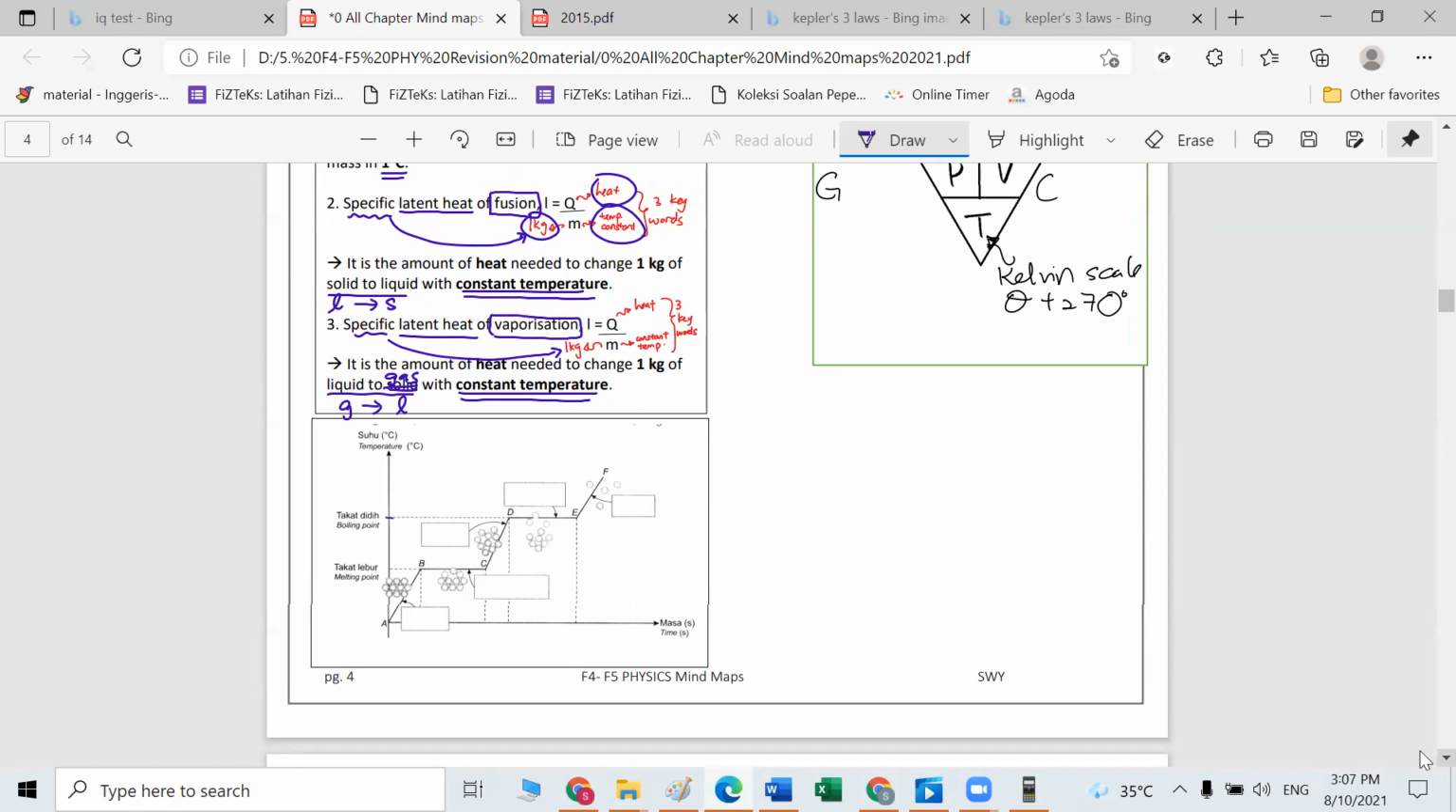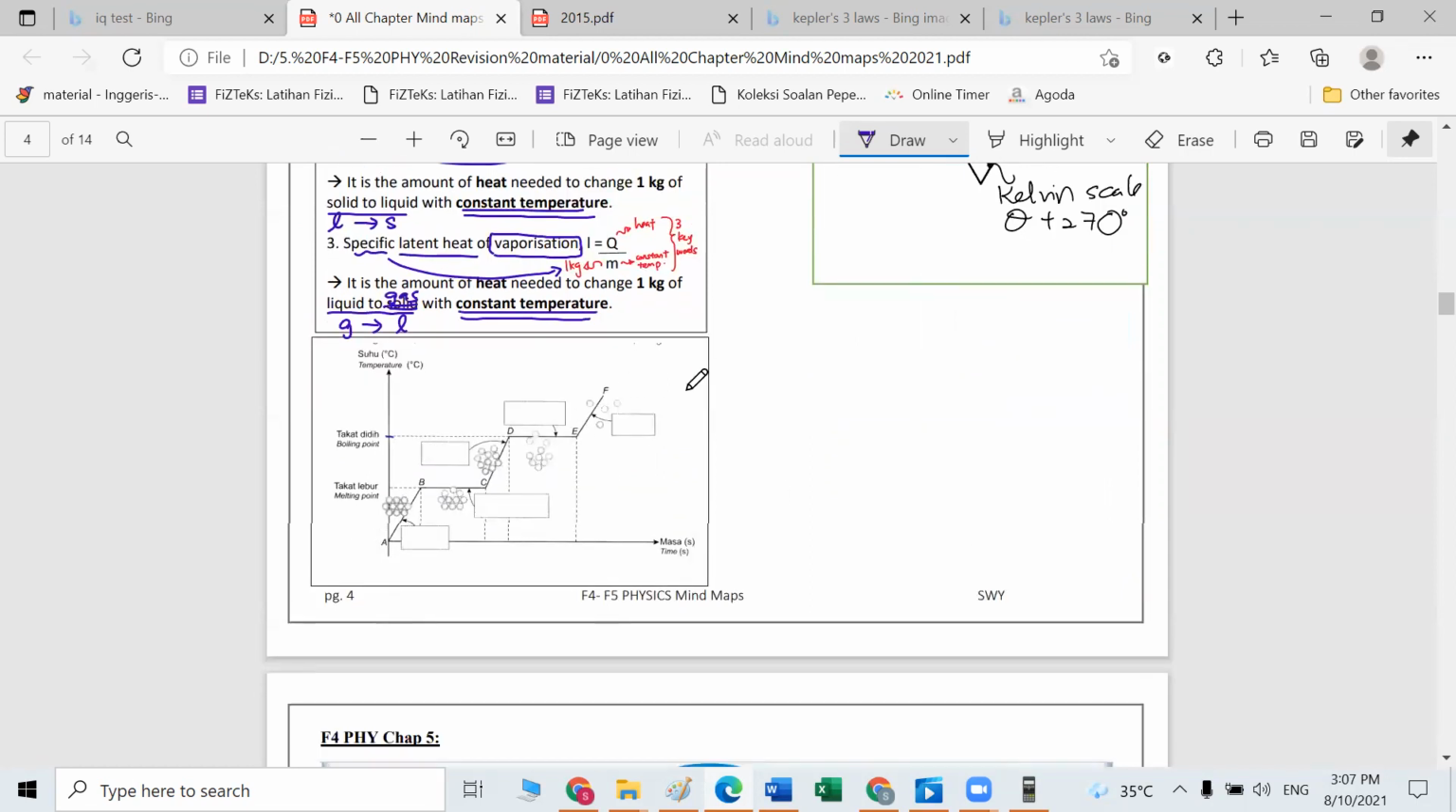Okay, then look at this boiling graph, heating graph. From A to B, you can see that it is totally solid. B to C is solid and liquid. C to D is totally liquid. This one we have learned in our chemistry. So D is liquid and gas. This is totally gas.